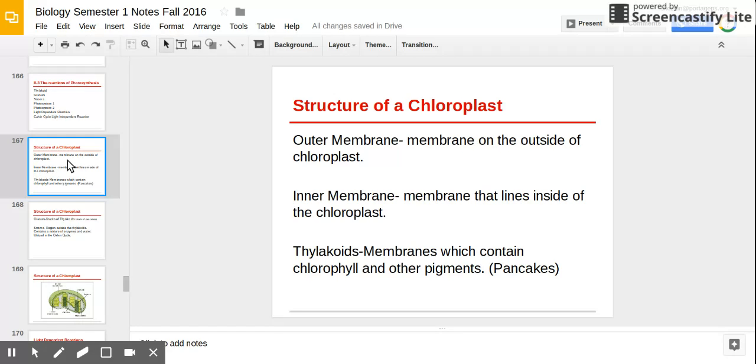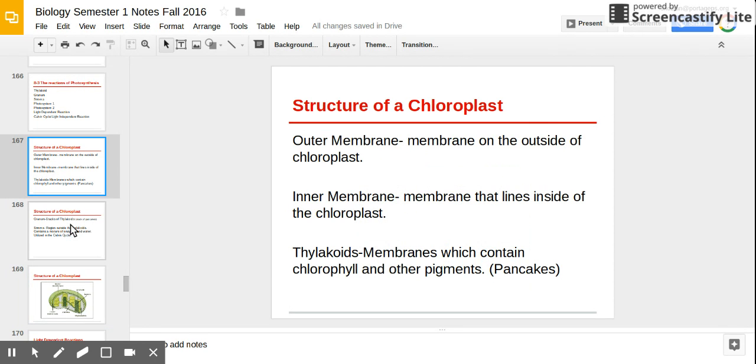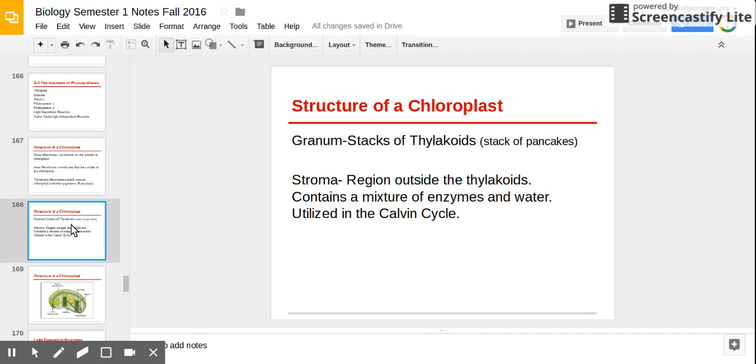Then we have these little things called thylakoids. They are green. What makes things green in plant cells? Chlorophyll. I think of them like little green pancakes. They're these little tiny membranes that contain chlorophyll and other pigments. Thylakoids are your individual little green pancakes, or it almost looks like stacks of little green coins. Very important, that green is going to help us absorb energy from the sun.